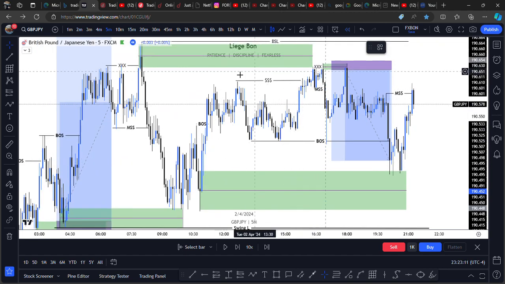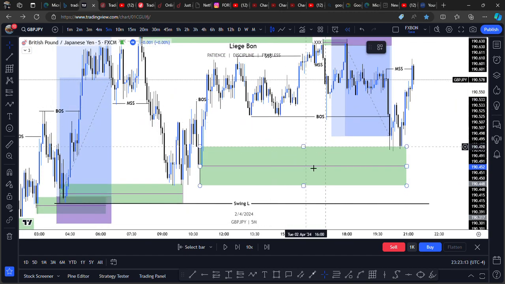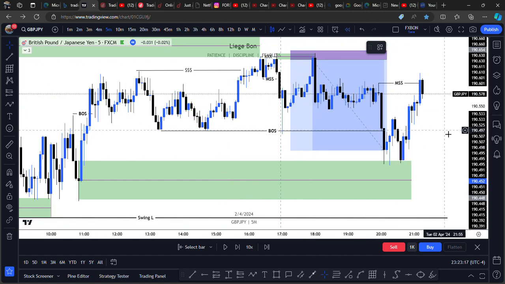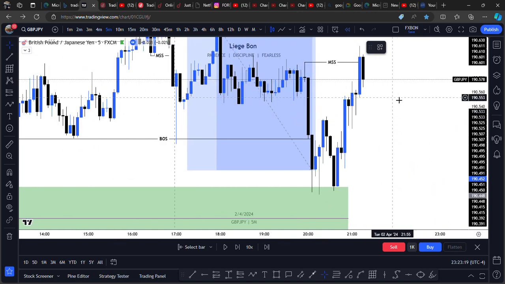Don't try to sell this all the way. You have to follow the price action, guys. You have to just follow price action. Right here we have a market shift, so now we could be buyers again. Now where do we buy from?